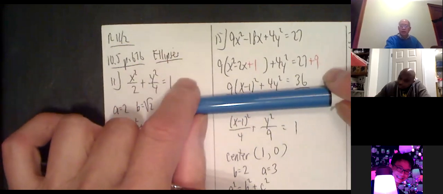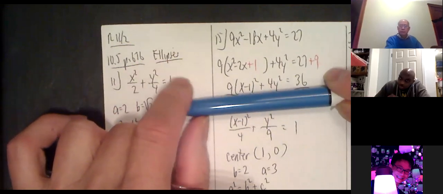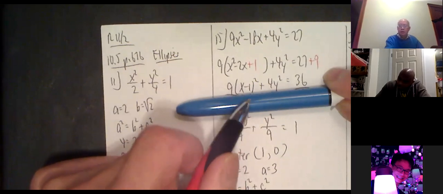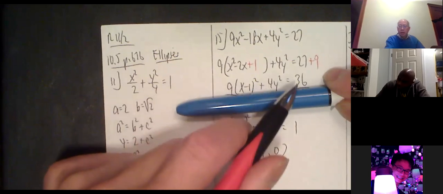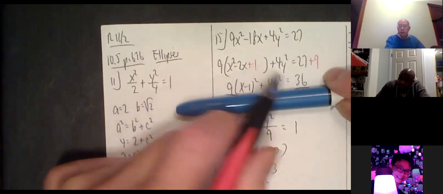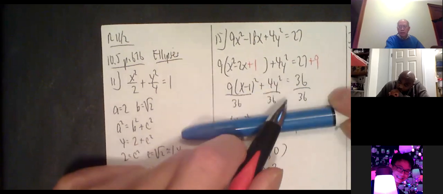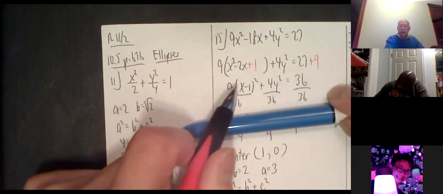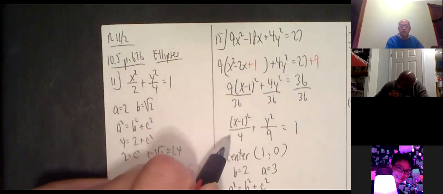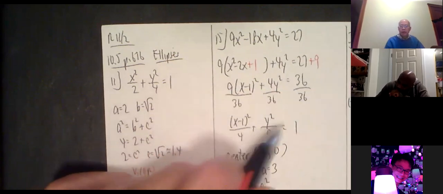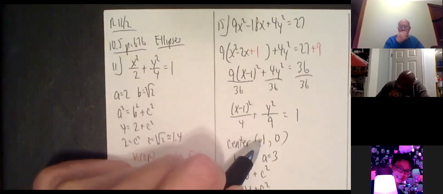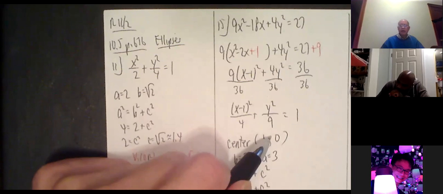So now that's the way I want it. And you know that's going to be a translation of 1 unit to the right. Okay, so we know the way the game works. I'm supposed to have a 1 over here. So I can force it if I divide by 36. So divide 36, divide 36, divide 36. X minus 1 squared over 4 plus y squared over 9 equals 1. Okay, so the center is not 0, 0. The center is 1, 0. So I have to keep that in mind.